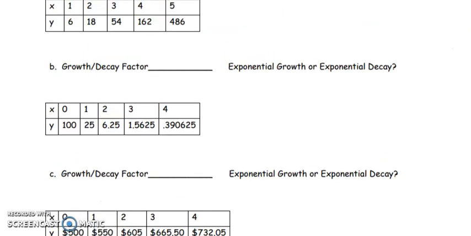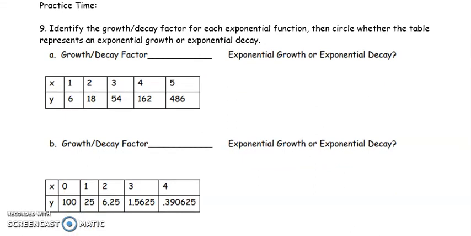All right, so let's go and look at some practice. I'm going to work the first one with you, and then I'm going to have you guys work some of them out and check your answers with mine. The first one says, identify the growth or decay factor for each exponential function, then circle whether the table represents an exponential growth or an exponential decay.